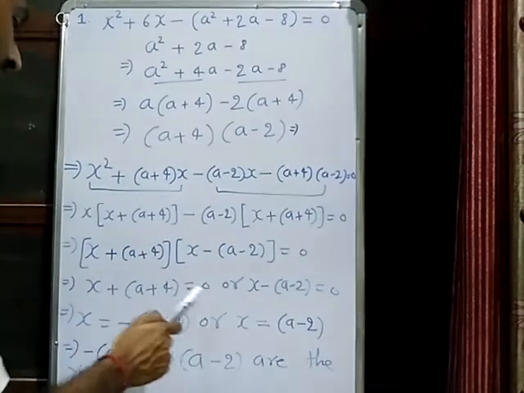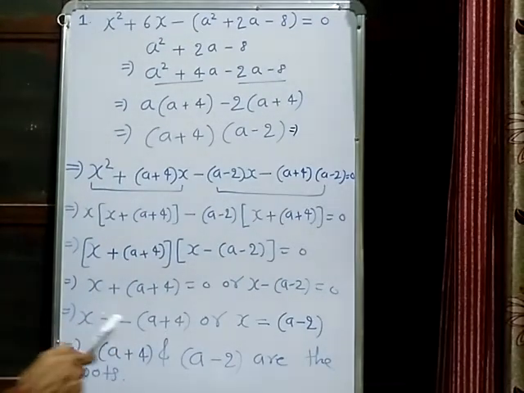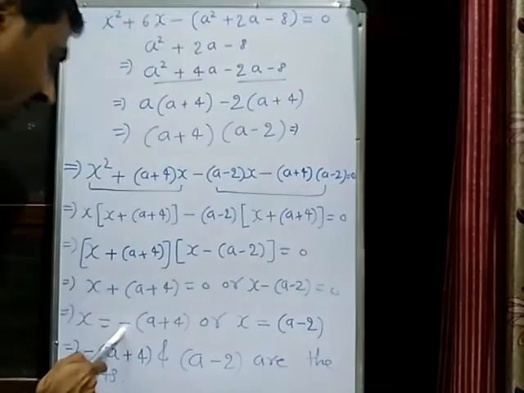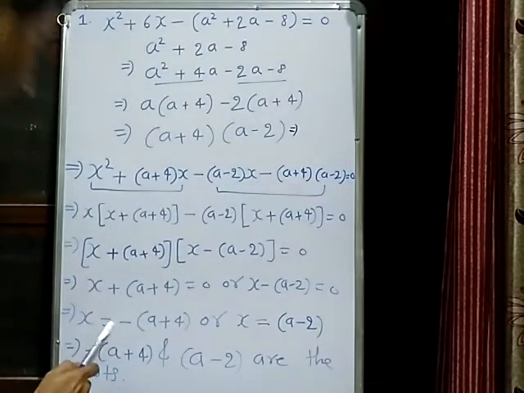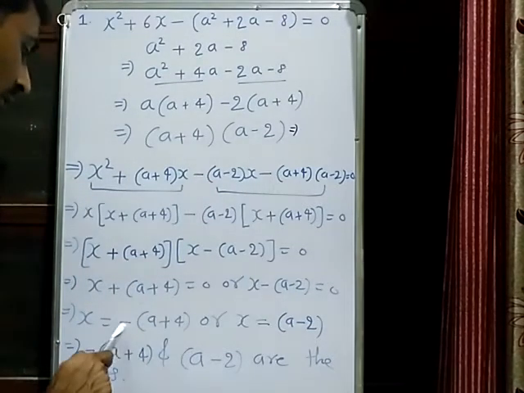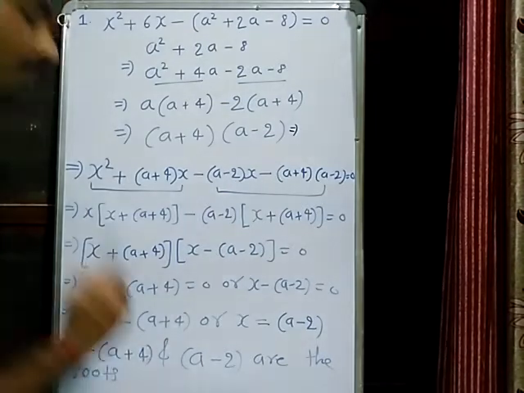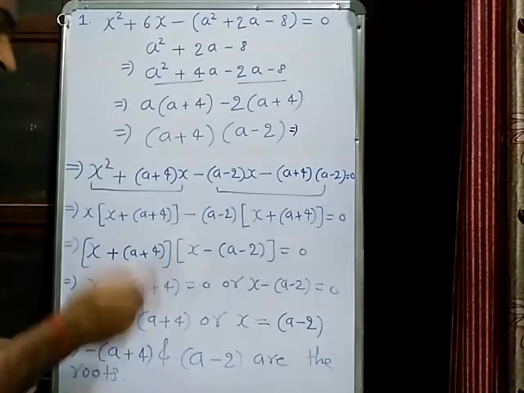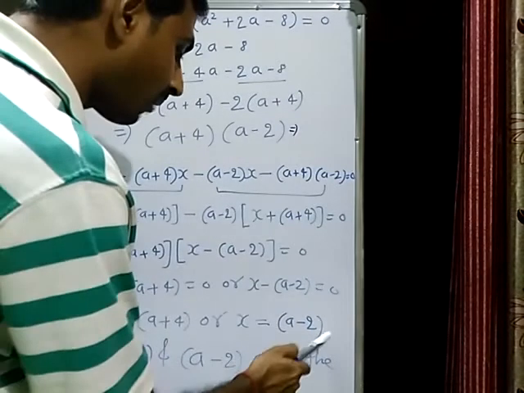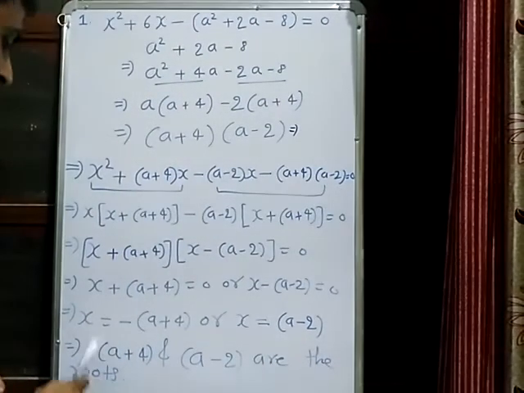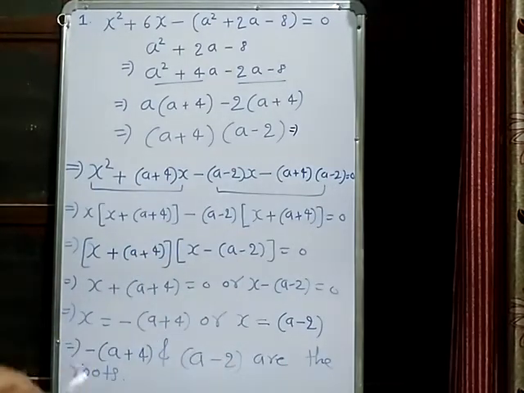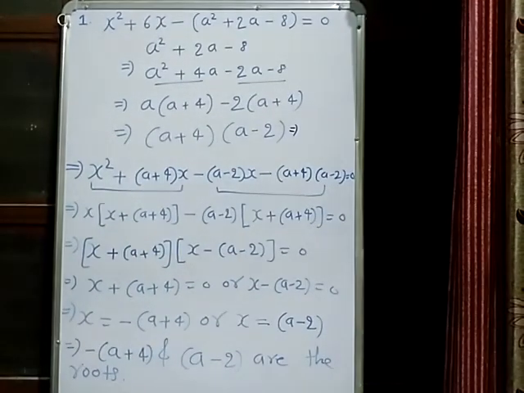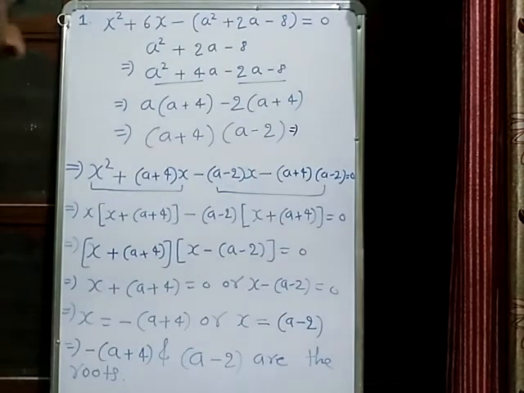If x plus a plus 4 is 0, then x is equal to minus a plus 4. Right, now this is minus a plus 4, not minus a plus 4. If you multiply, it becomes minus a minus 4. So x's first root is minus a minus 4. Otherwise, the second one is x is equal to a minus 2. So the roots are minus a minus 4 and a minus 2. So this is the first question.